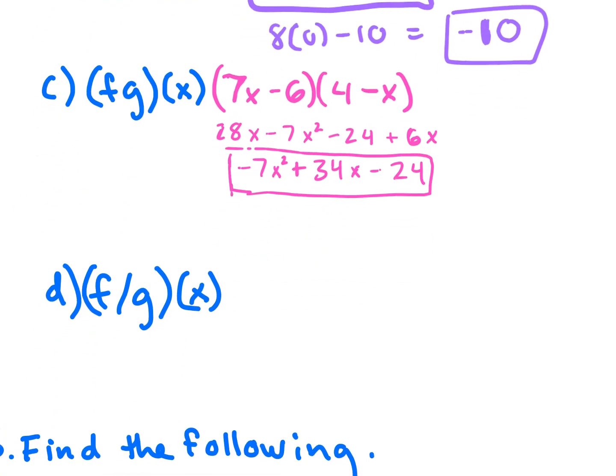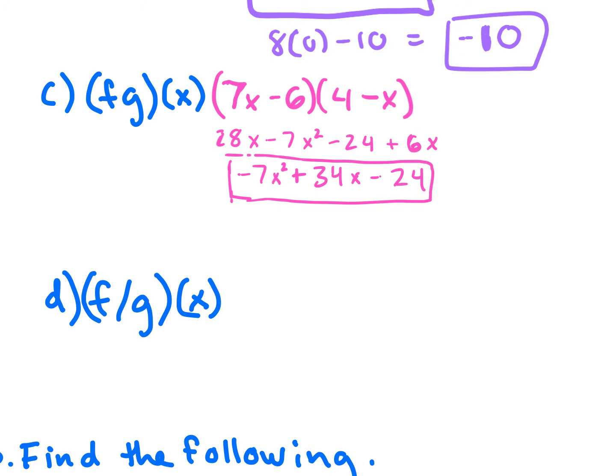Lastly, I want to find f over g of x. Are we going to have a restriction for this one? Yes. X is going to be in the denominator. All right, what can x not be? 4. Awesome. X can't be 4, and why? Because that would make our denominator 0, and we can't have 0 in the denominator.